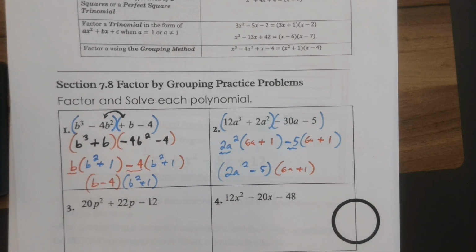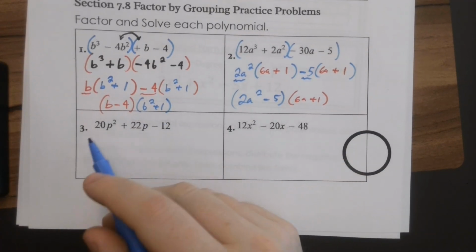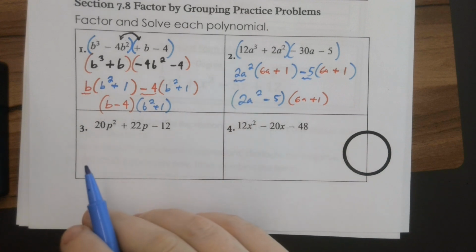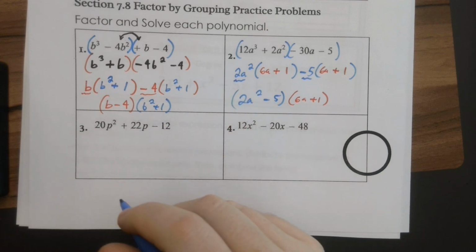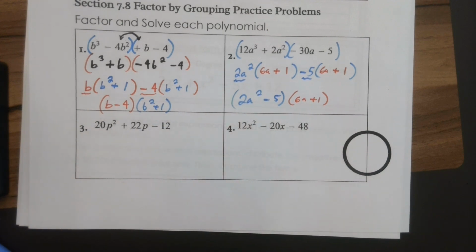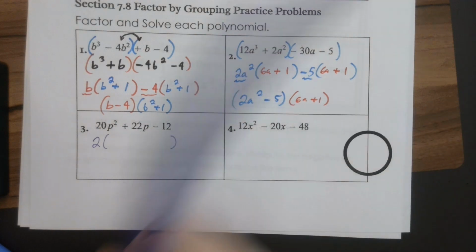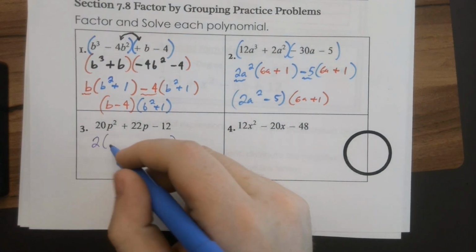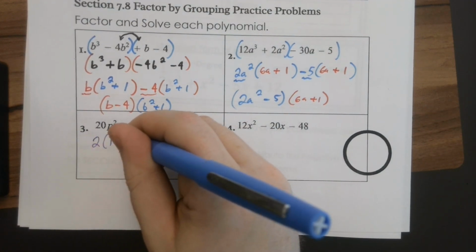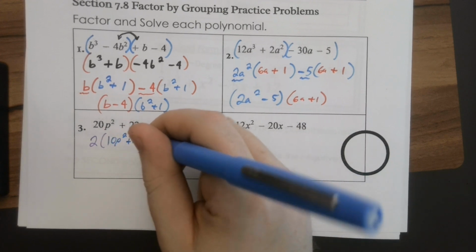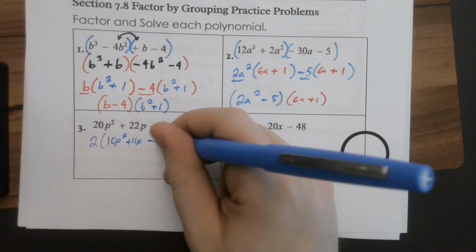For number 3, we should first always check to see if there's a greatest common factor we can pull out of everything. And there is. You see how all these can be divided by 2? Let's pull 2 out of all of them. Left over, 20p squared divided by 2 is 10p squared. 22p divided by 2 is 11p. Negative 12 divided by 2 is negative 6.